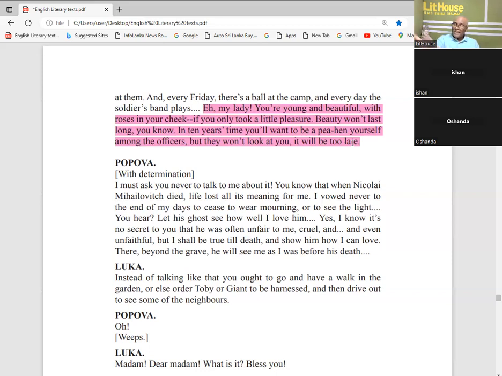Among the officers, among the young people, but you are too late, they won't look at you. Young people will never look at an old woman.